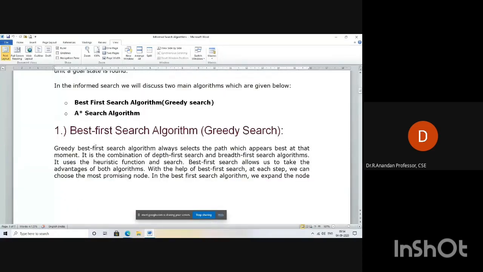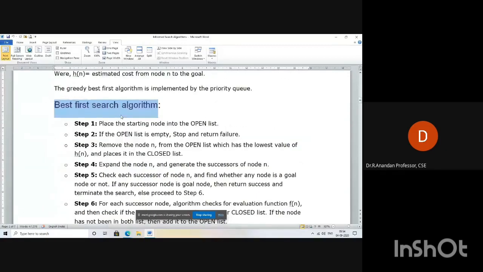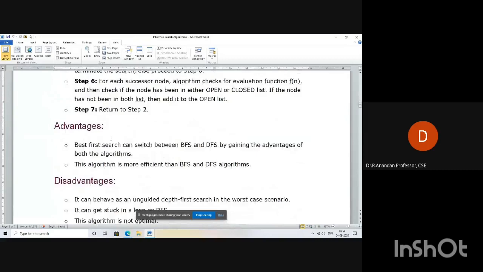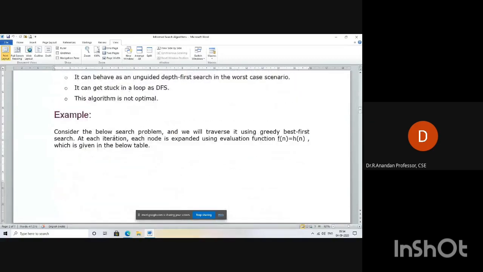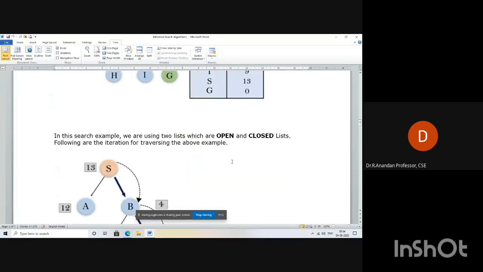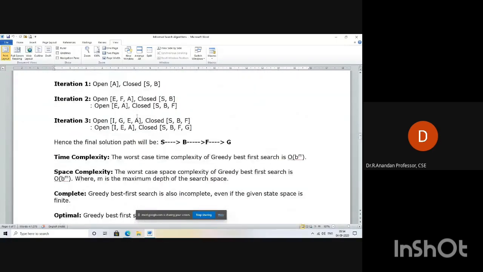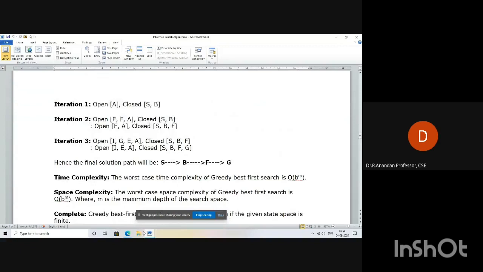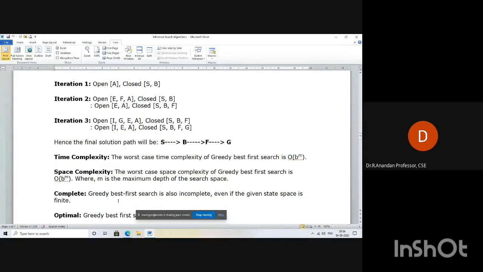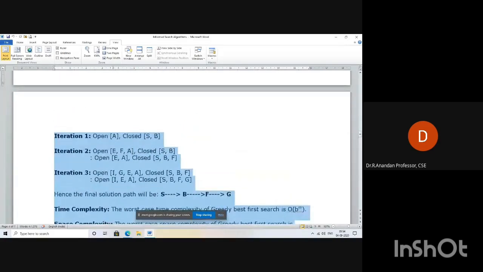First, you remember to write this answer. First, you have to write what is best first search, what is the heuristic function involved in it, what is the algorithm, what are the advantages, what are the disadvantages, and an example with this graph and this table, and how you are exploring this path and how you got this one. You have to explain this like given in the notes. Then you have to write the time complexity, space complexity, completeness, and optimality of this algorithm. Then only you will get the full 16 marks.